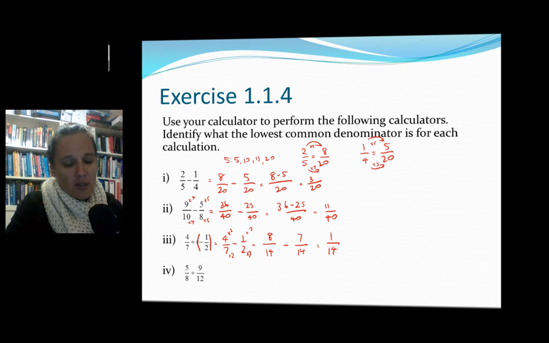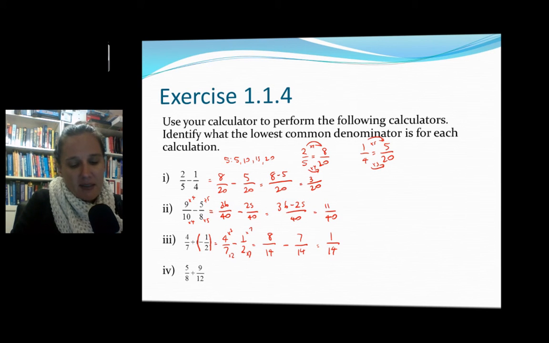So for question 4, here we've got 5 over 8 and 9 over 12. So 8 doesn't go into 12, but 24 works for 8 as well. So on 24, 3 times 8 is 24. 3 times 5 is 15. Plus here, 12 times 2 is 24. And 9 times 2 is 18. So here we've got 24 in our denominator. We've got 15 plus 18. So this gives us 33 on 24.